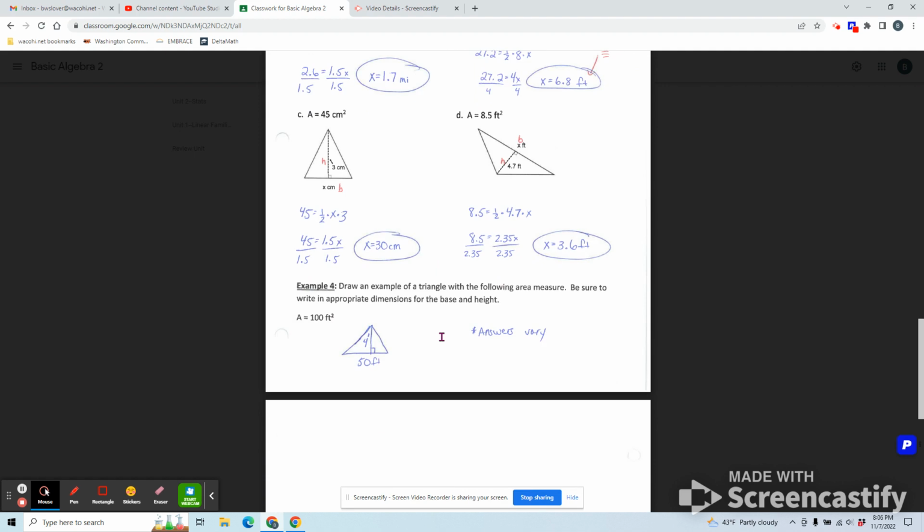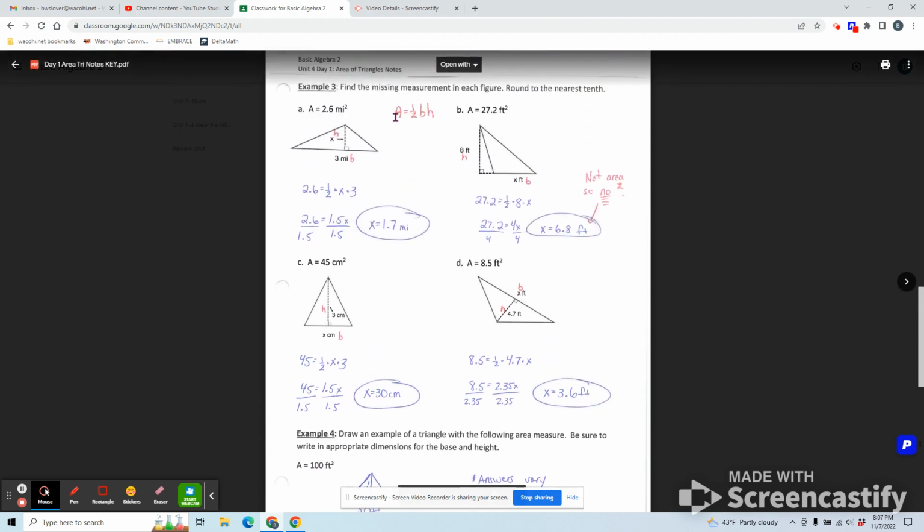And then the last one. It says draw an example of a triangle with the following area measure. Be sure to write in appropriate dimensions. So here's our area, 100 square feet. You may be thinking, Mr. Slover, how am I going to figure this out? Is my side length 100? Is my height 100? No. Your area is 100. So here's my area, 100.